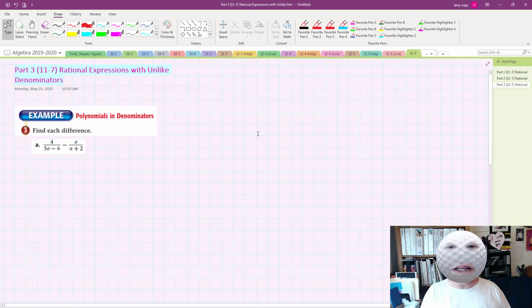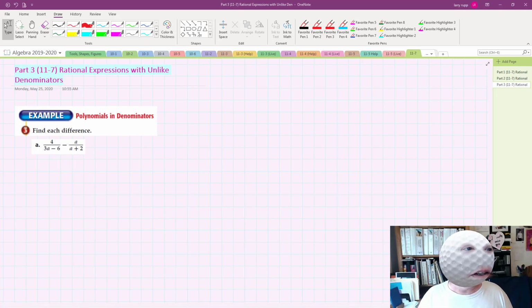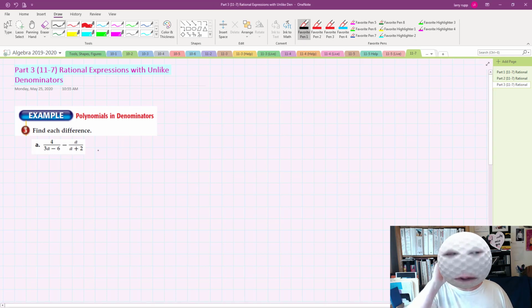Alright, now we get to do subtraction. We love subtraction, don't we? Yes, we do. Alright. Now what we're talking about is subtracting. And again, you can't subtract fractions unless you have like denominators. Okay? So, let's do example 3. And again, it's on page 616, just for those of you who are dying to know.